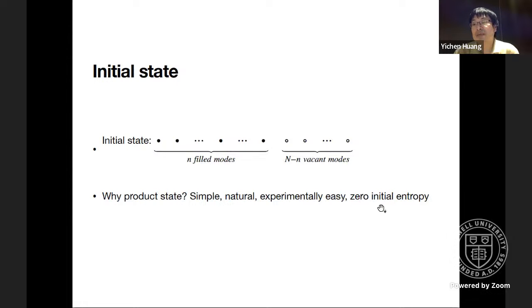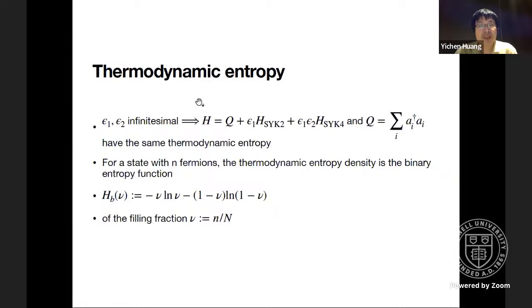Recall that thermalization of entropy means that the entropy is maximal. So it is very natural that we start with some state whose entropy is the smallest. And with this initial state, we can compute the thermodynamic entropy of the initial state.